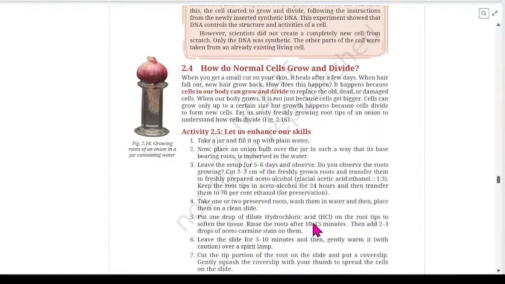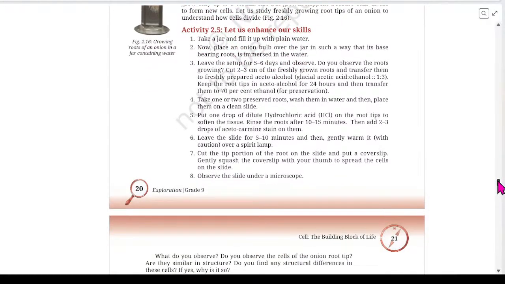Put 1 drop of dilute HCl or hydrochloric acid on the root tips to soften the tissue. Rinse the roots after 10 to 15 minutes. Then add 2-3 drops of acetocarmine stain on them. Acetocarmine is a coloring agent which is basically used to color the chromosomes. Leave the slide for about 5 to 10 minutes and then gently warm it with caution under the spirit lamp.